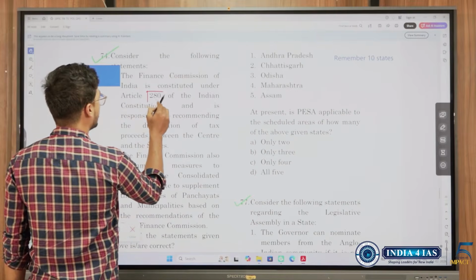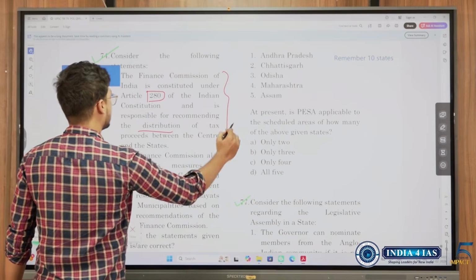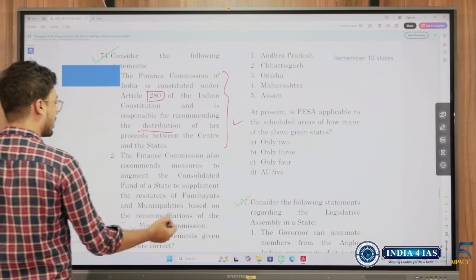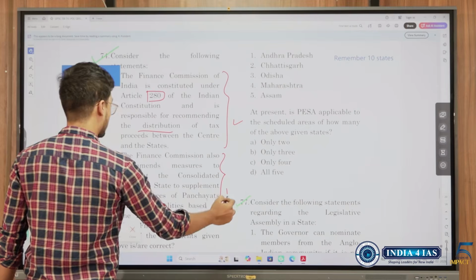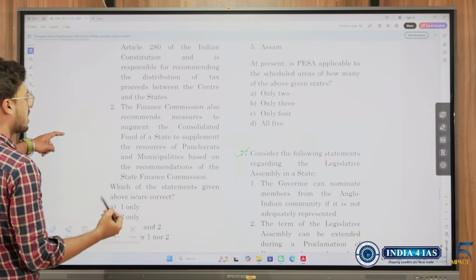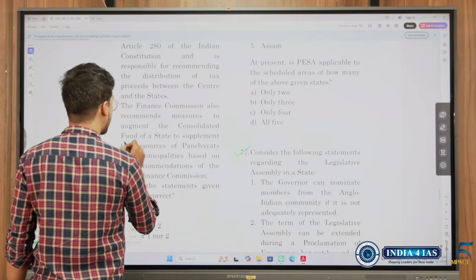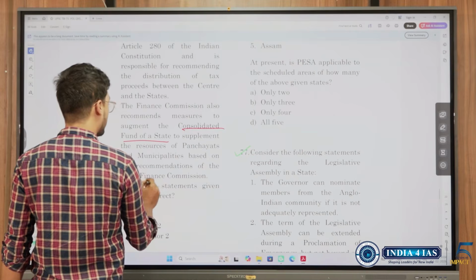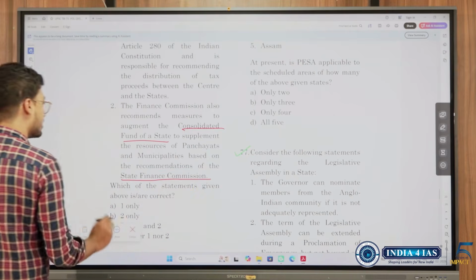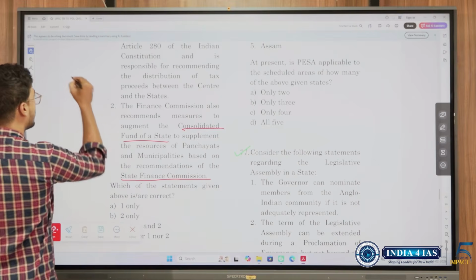Finance Commission, Article 280, you know this. Distribution of tax, simple thing. Finance Commission recommends measures to augment the Consolidated Fund of the State. This is correct. It does give measures based on the recommendation of the State Finance Commission. This is also correct. So both the statements are correct. Simple question. But one more thing which I wanted to tell.